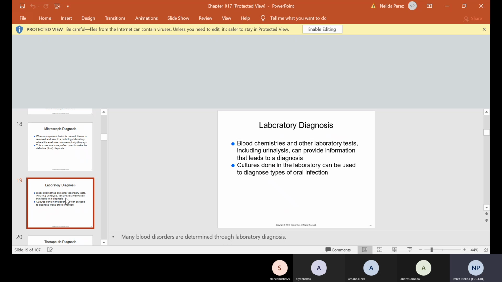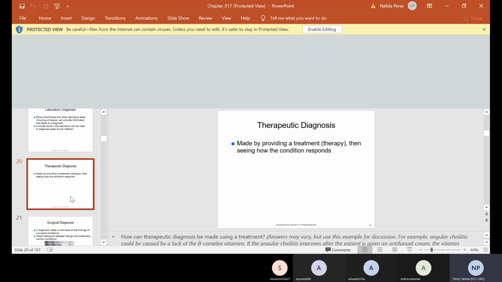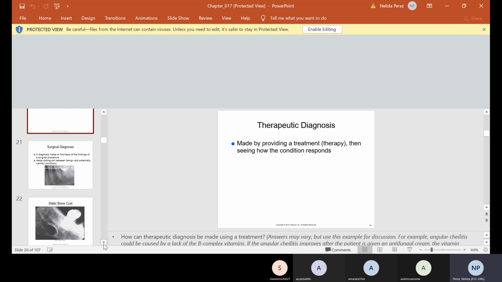Laboratory diagnosis. Blood chemistries and other laboratory tests, including urinalysis, can provide information that leads to a diagnosis. Cultures done in the laboratory can be used to diagnose types of oral infection. There's also therapeutic diagnosis. It may be made by providing a treatment therapy, then seeing how the condition responds.